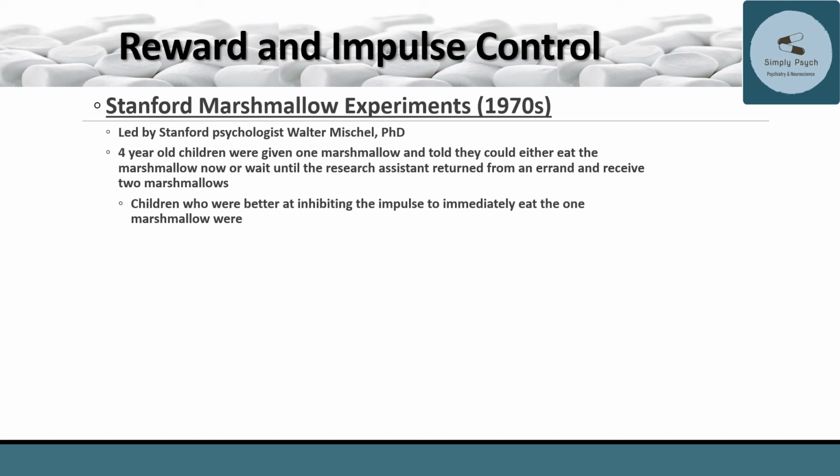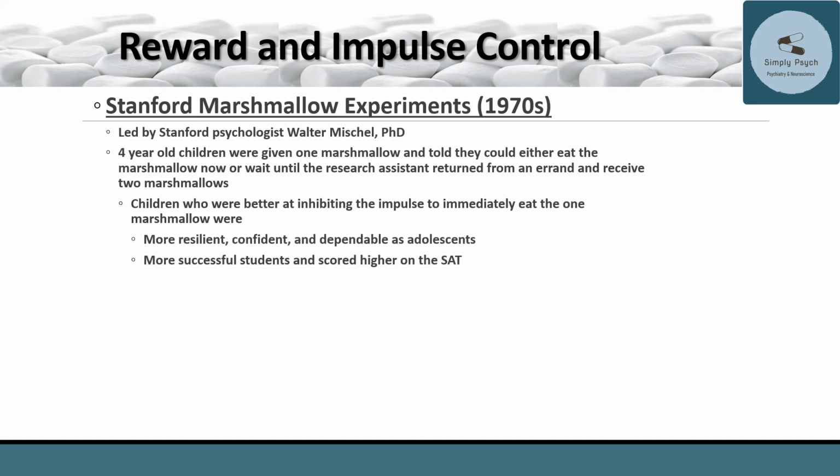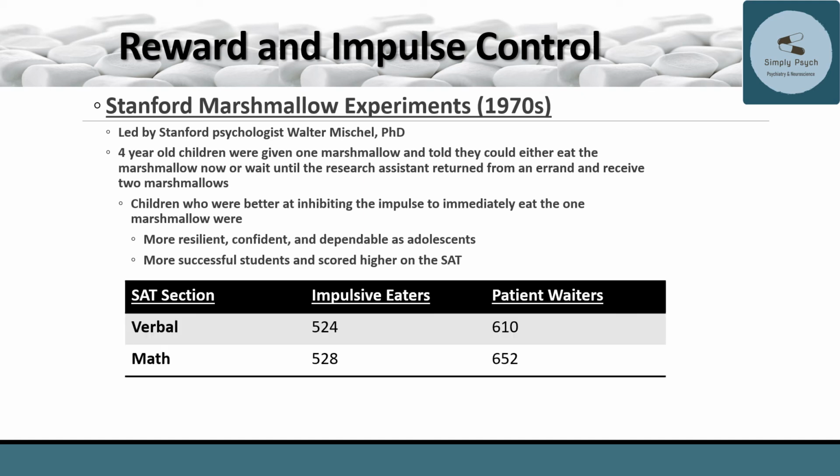So what they did is they determined who were the impulsive eaters and the patient waiters, and then they followed these kids over time into adolescence and adulthood, and they found that the children who were better at inhibiting the impulse to immediately eat that one marshmallow were in general more resilient, confident, and dependable as adolescents, and were more successful students and scored higher on the SAT score. And you can see the average SAT scores there between the impulsive eaters and the patient waiters.